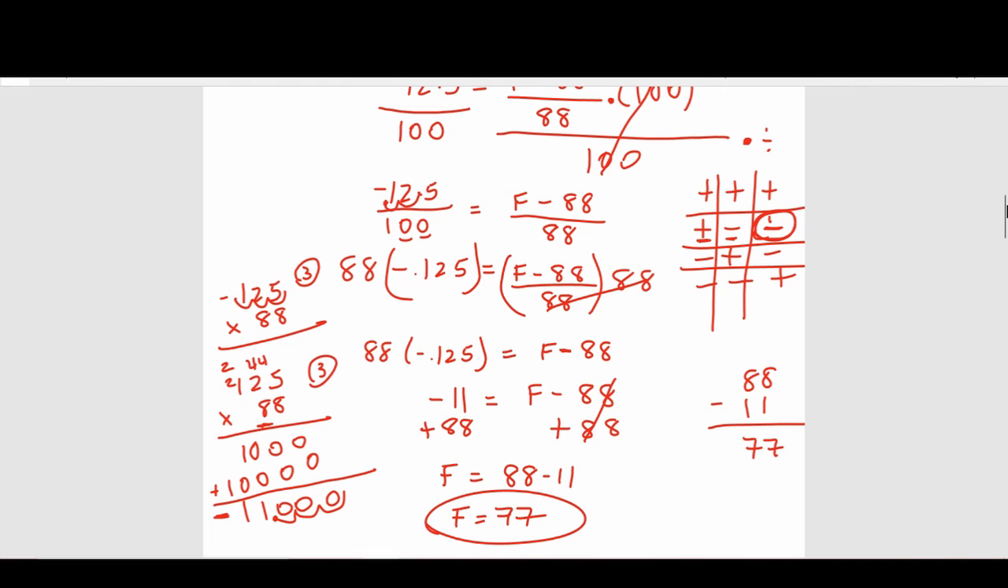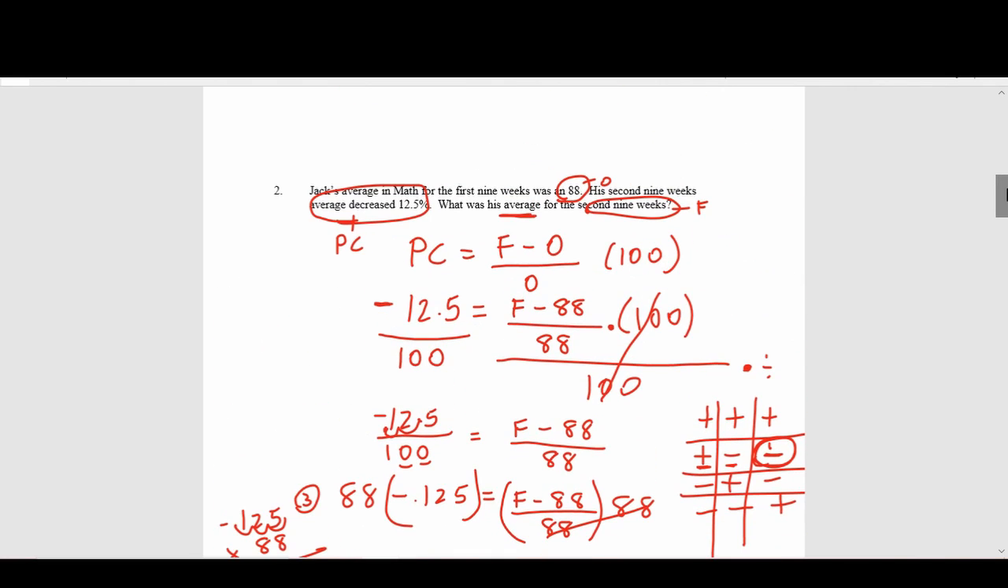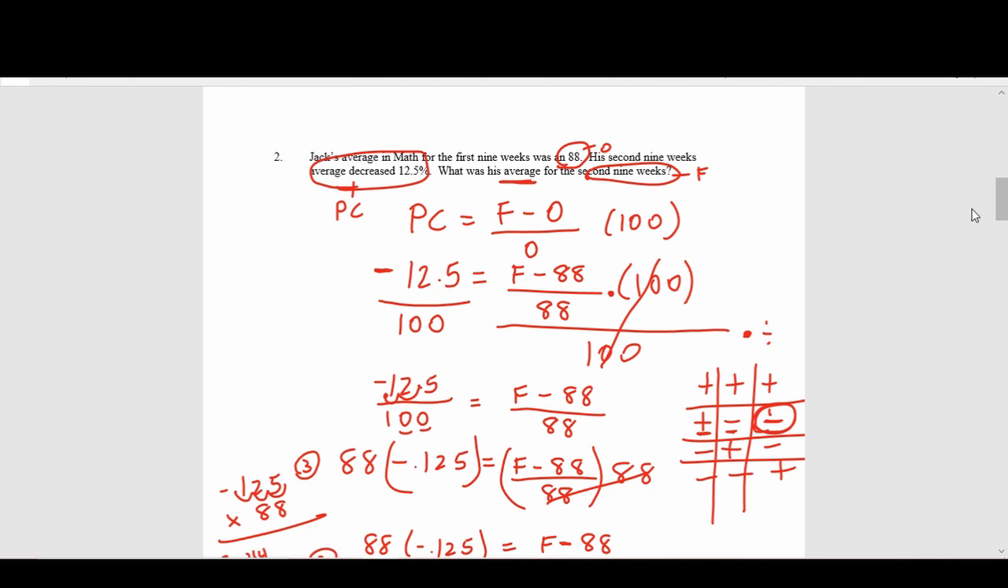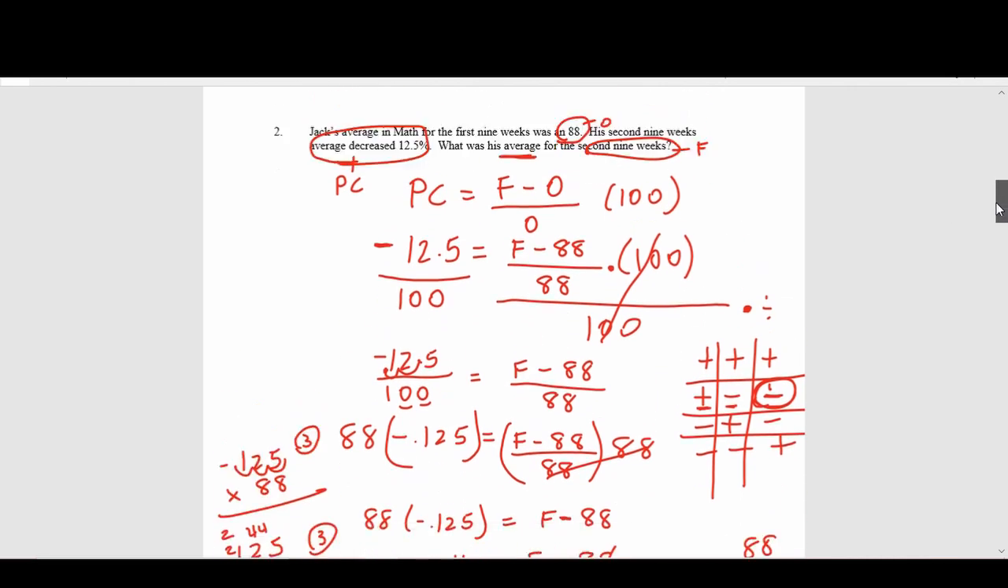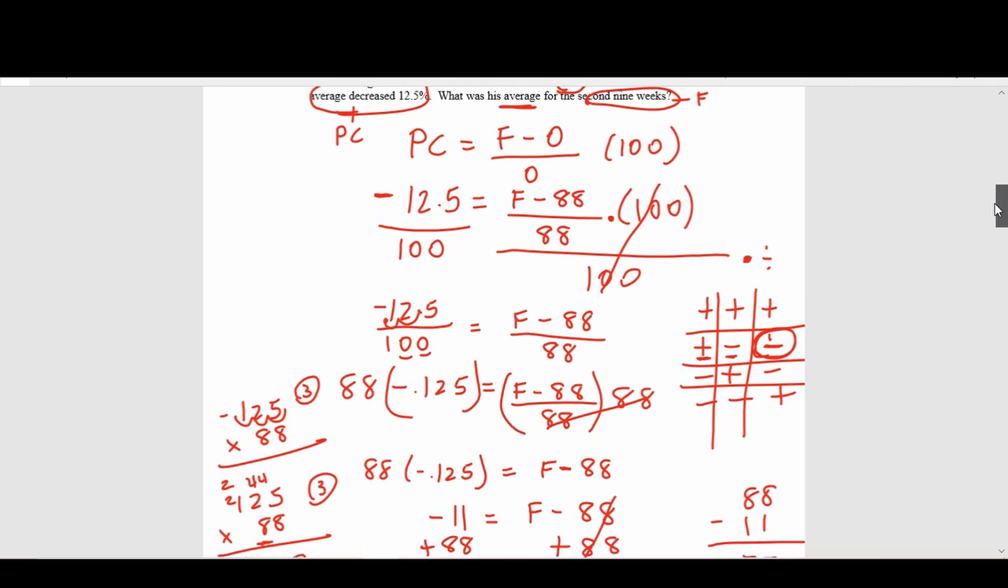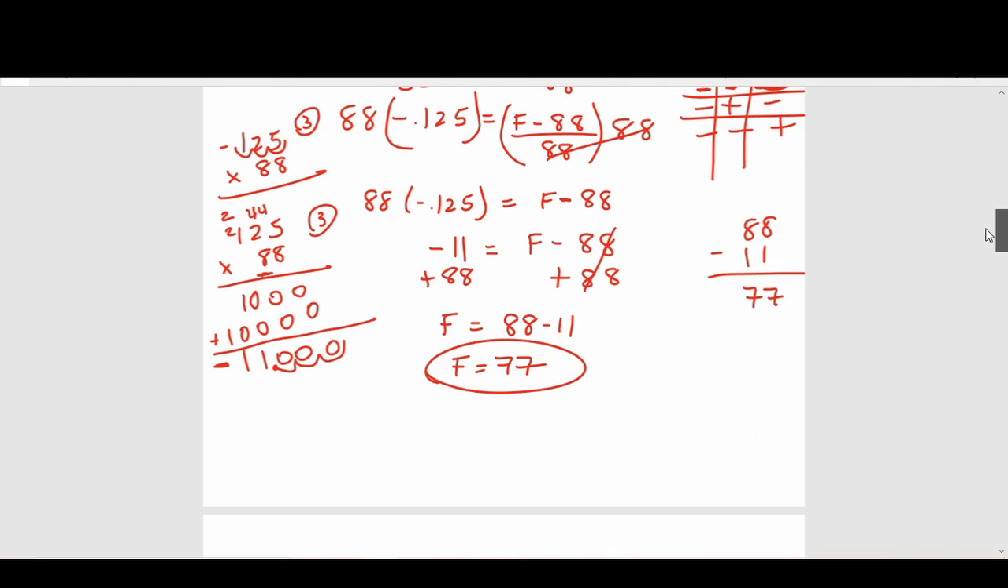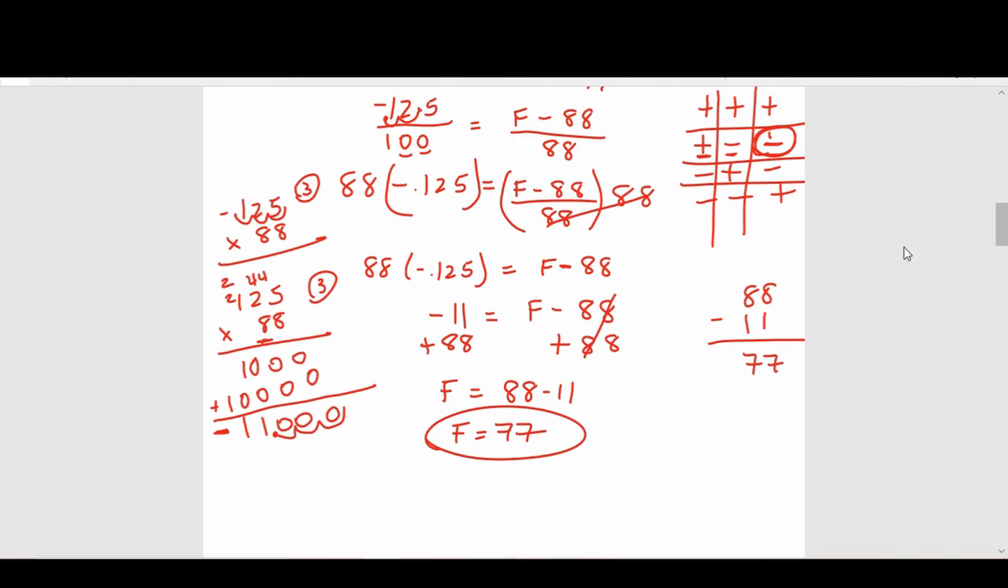So to answer this question, let's take a look at the question again. What was his average for the second 9 weeks if it decreased by 12.5%? Well, it went from an 88 average to a 77 average. Okay, and that would be the final average for the second 9 weeks. The 88 average was for the first 9 weeks.